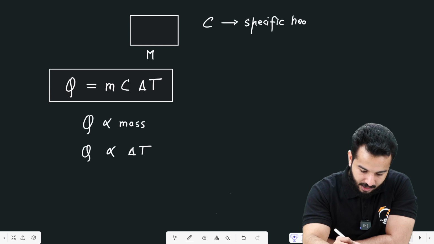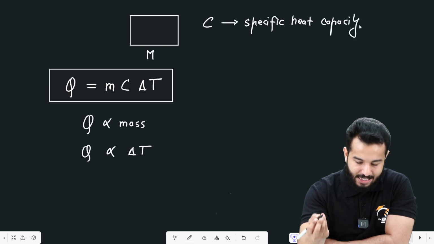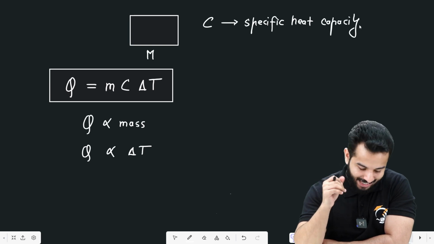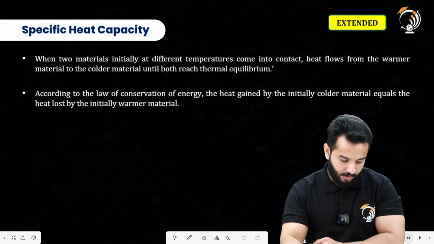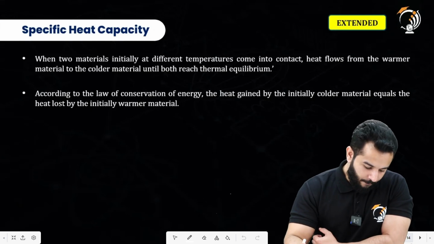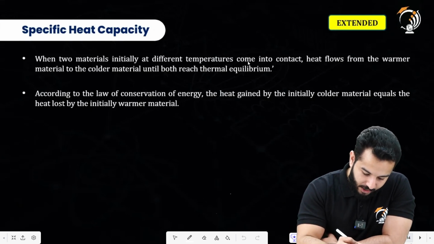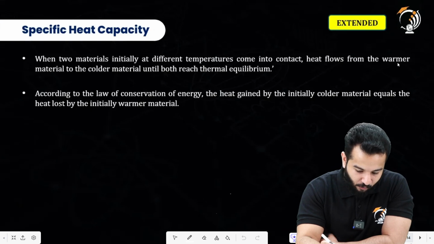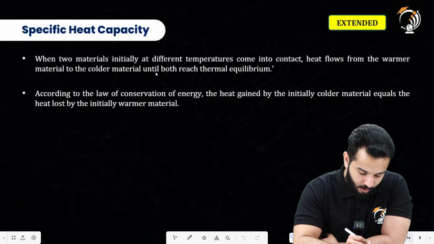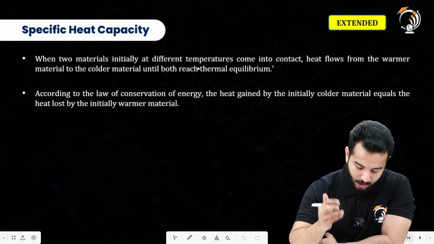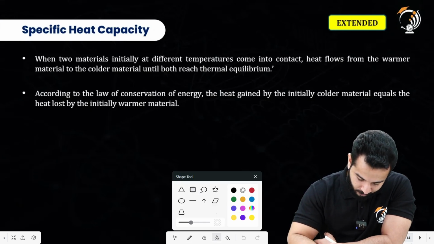specific heat capacity of any substance. Now what do we really mean by that? Let's read some definitions. When two materials initially at different temperatures come into contact, heat flows from the warmer material to the colder material until both reach thermal equilibrium. Now this is very important.